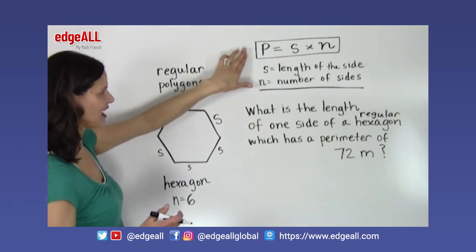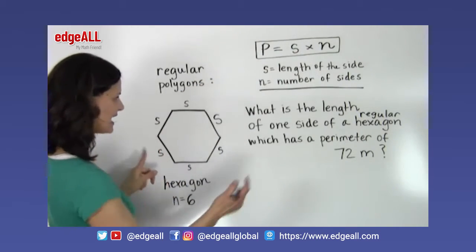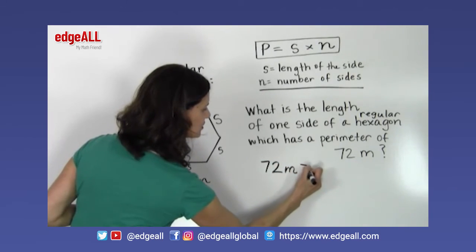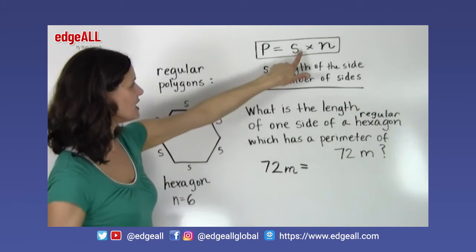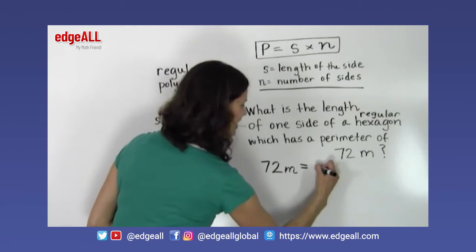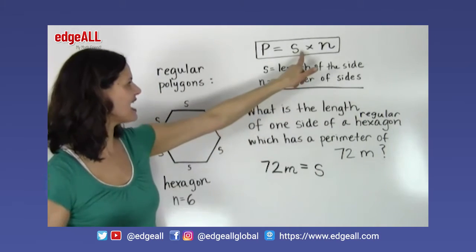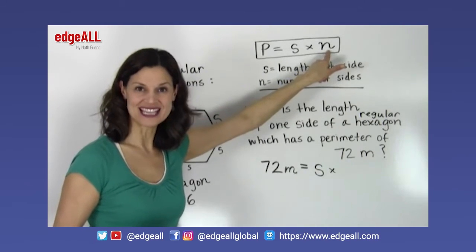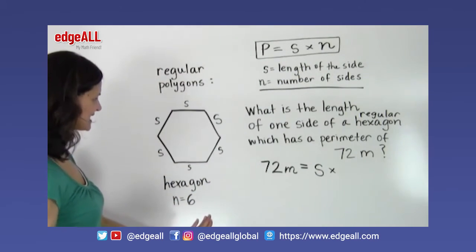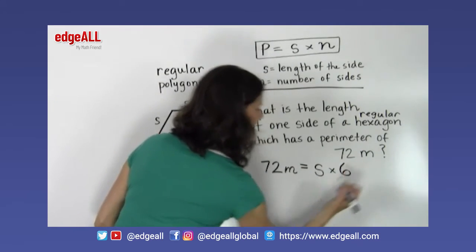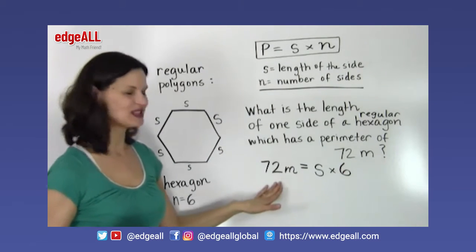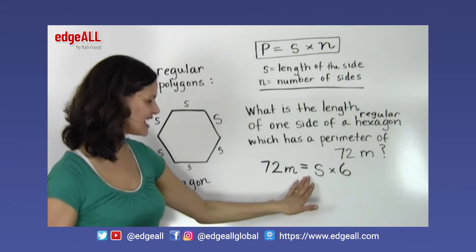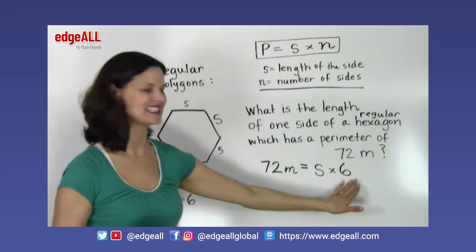So using our formula of perimeter equals S times N, in this case we already know the perimeter. The perimeter is 72 meters. And we don't know yet the length of the side, so we're just going to keep that as S. And times, we do know the number of sides in our figure. We have 6 sides in our hexagon. So we know that 72 meters is our total perimeter, which is equal to one of the sides times 6.